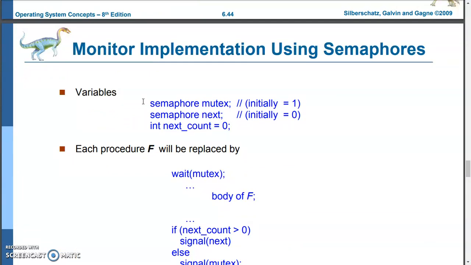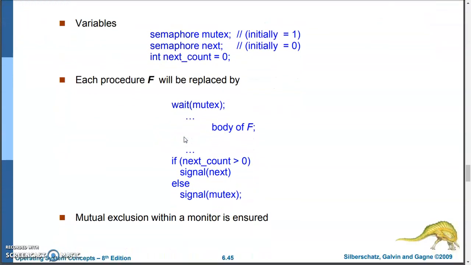Here we use three variables: semaphore mutex, semaphore next, and one integer variable next count. Both the mutex is initialized with 1 and next is initialized with 0. Next, the procedure F will be replaced by simply wait and signal functions. Once wait of mutex is called, the critical section statements will be placed here. After executing that, first of all we check whether next count is greater than 0. If the condition is true, we implement signal of next. If the condition is false, we implement signal of mutex.